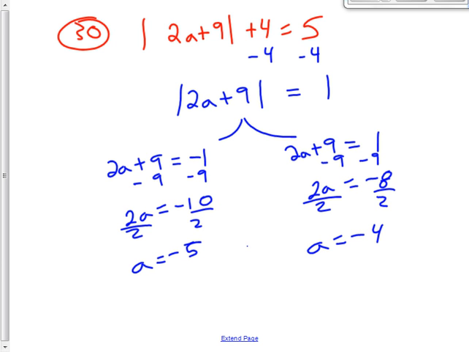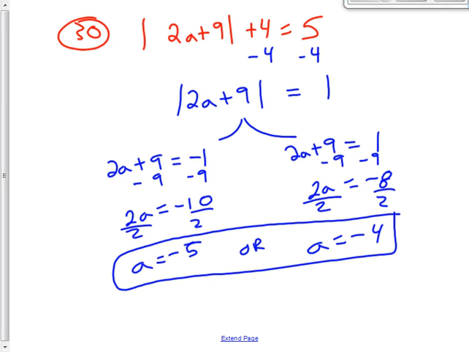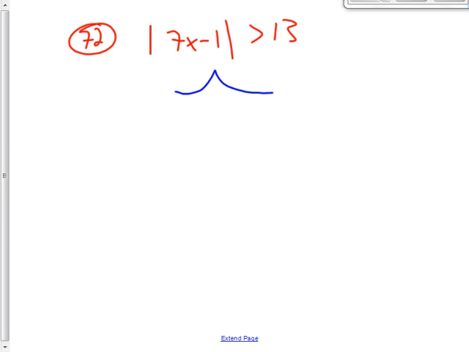Now, I didn't get any fractions on these. If you get fractions, there's nothing wrong with fractions. Okay, there's nothing wrong with negative numbers that we are plugging in. Can't have absolute value equal to a negative, but you can get a negative number that you plug in, and that's okay.